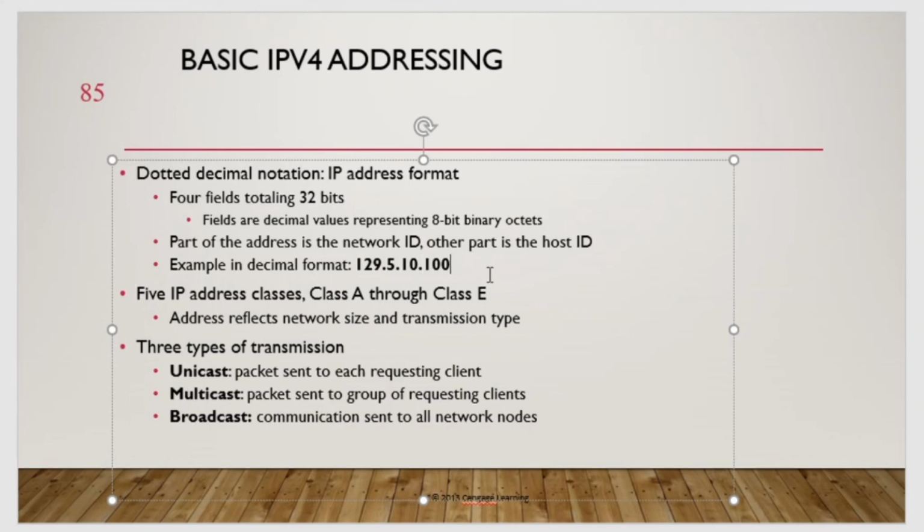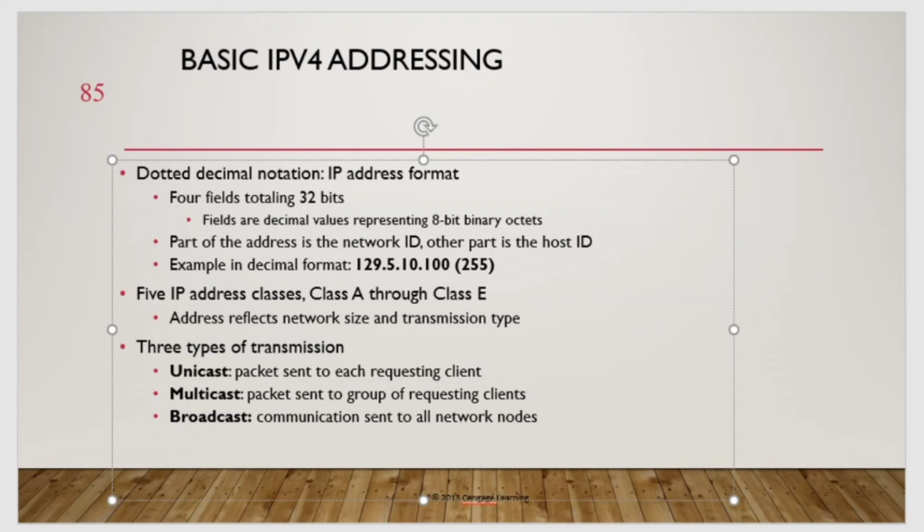So, meron bang limitations ang mga numbers na to? Meron po. Ang limitations niya is 255 bawat isang field. So, itong 129, hindi siya pwedeng mag-exceed sa 255. Hanggang dun lang siya. Yun ay maximum niya. The same goes with the other fields, like 5, like 10, and 100. Hindi sila pwedeng mag-exceed sa 255. Yun yung limitation ni IP version 4. Ayan yung kanyang maximum.